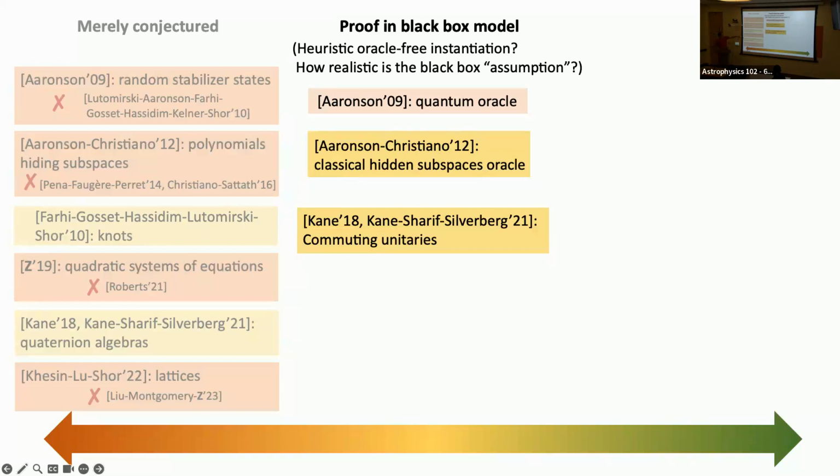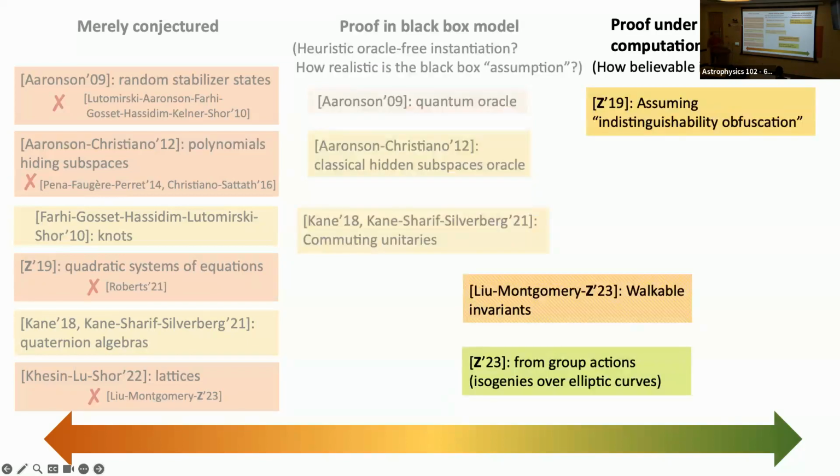And for example, these two in yellow here actually corresponded to some of the merely conjectured ones. So like this Ernst and Cristiano scheme, they prove security in the black box model, but then it turned out that there were non-black box attacks that didn't work the way that they proved security against. They worked in a different way. Okay, and then on the far right here, we have what should be the gold standard in cryptography.